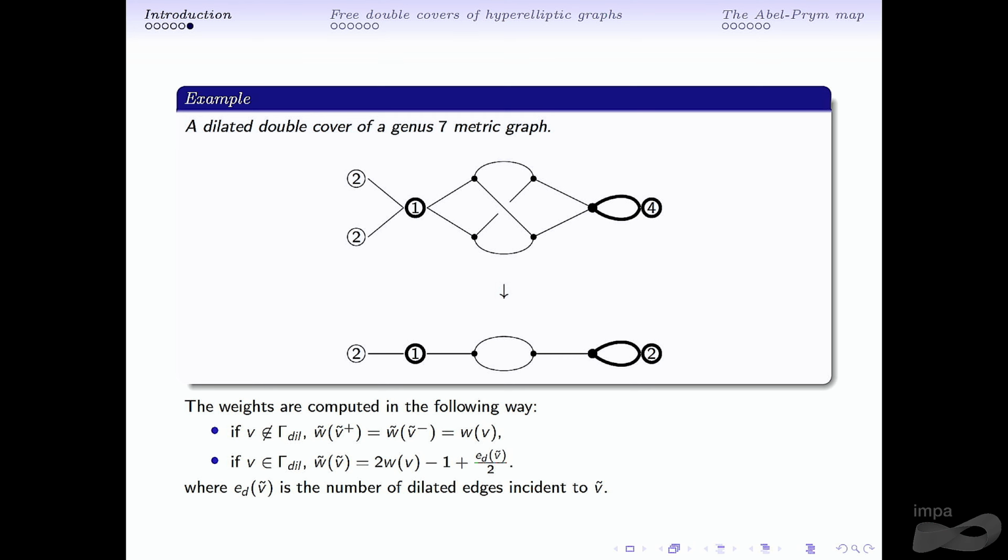And if the vertex is not dilated, then the weight will be the same on the two preimages, as in the case 2, 2, 2. But if the vertex is dilated, then we have this formula to compute the weight upstairs. And E_D is the number of dilated edges incident to V. So you can check that if we don't have dilated edges on top, we have this formula, and here is the same. So here we have two dilated edges, and this vertex has weight 4, covering a weight 2 component.